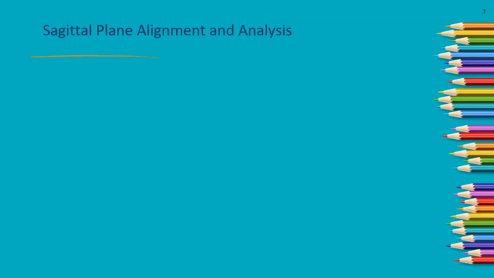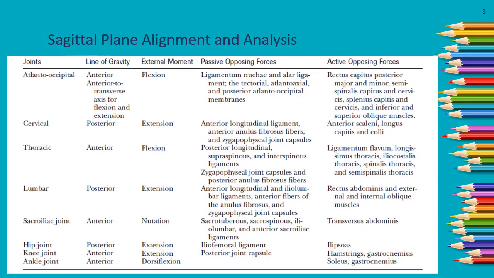In this video, we are going to see about sagittal plane alignment and its analysis. As we have learned in our earlier video, the external and internal moment. First, before understanding that, let us see how the line of gravity is passing in a sagittal plane. The line of gravity will pass anterior to the atlanto-occipital joint, posterior to the cervical, anterior to the thoracic, posterior to the lumbar, anterior to the sacroiliac joint, posterior to the hip joint, anterior to knee and ankle.